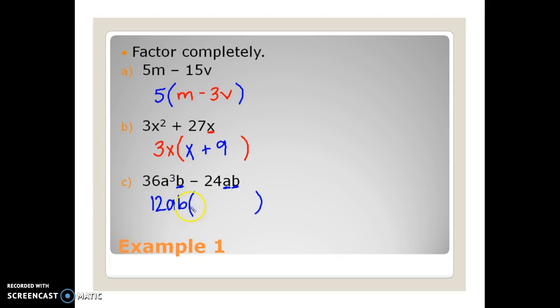36 divided by 12 is 3. A cubed divided by a is a squared, and then b divided by b cancels. Negative 24 divided by 12 is negative 2. A divided by a cancels, b divided by b cancels, so I'm left with 3a squared minus 2.